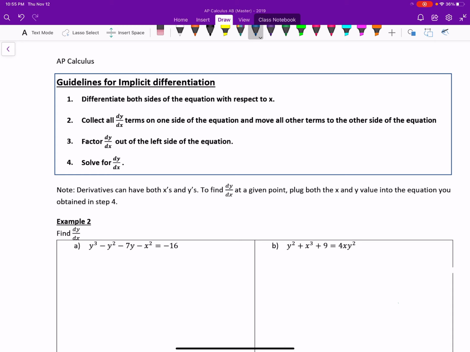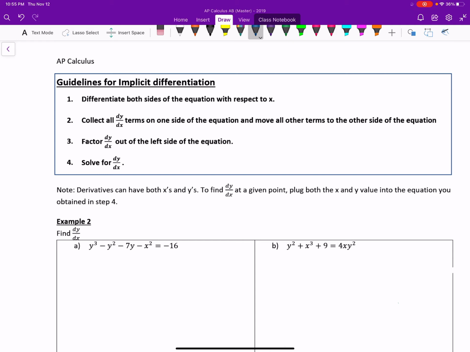Then once you've done that, we're going to collect all the dy dx terms on one side of the equation and move everything else to the other side. I know in the book it says move all the dy dx terms to the left and then everything else to the right. It doesn't really matter. You can just pick one side to collect all the dy dx's, and then move everything else out of the way.